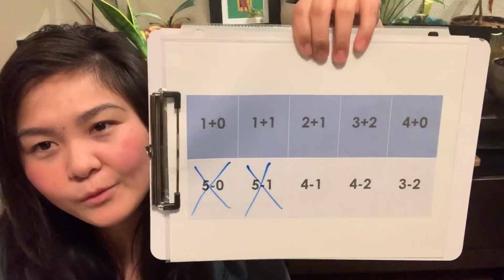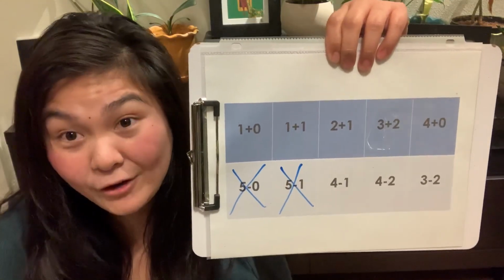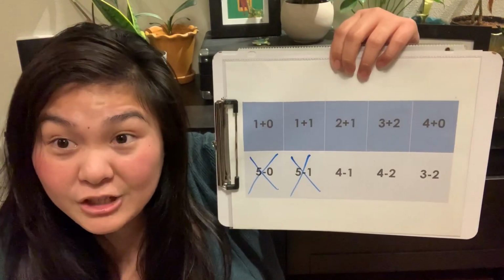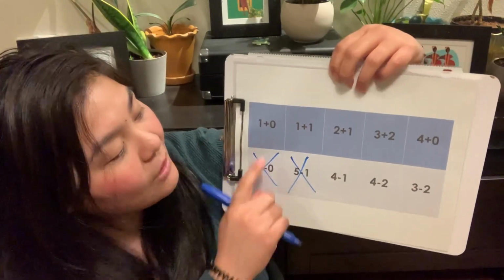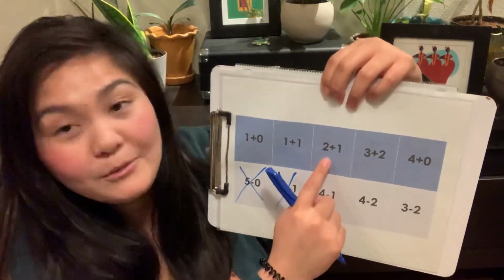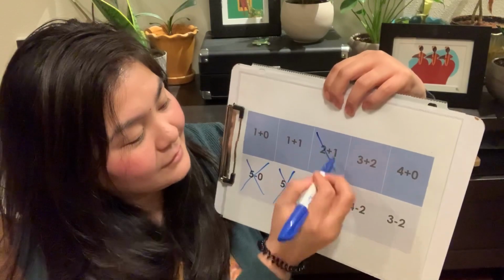In the story, I heard the words 1 more, which tells me that I'm going to have more markers now than when I started with. So I know that the number sentence that matches this is going to be an addition, or an adding. So I'm looking at all the number sentences at the top. And since I started with 2 markers, the number sentence that makes sense is 2 and 1, or 2 plus 1. So I'm crossing out that number sentence and moving it to my finish pile.